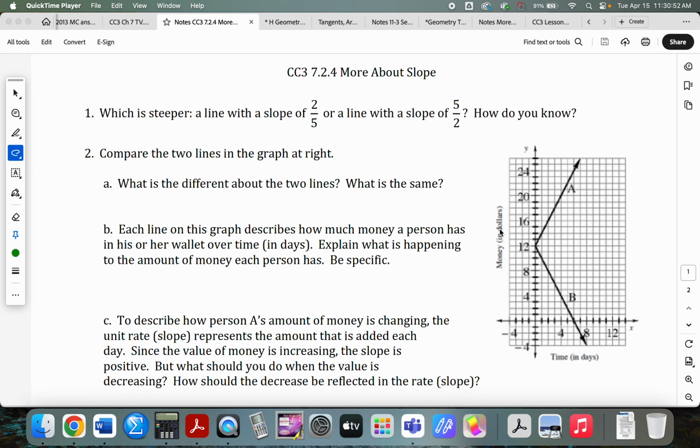So continuing to look at slope today, the first question is, which is steeper, a line with a slope of 2/5 or a line with a slope of 5/2? Which one is it? Anyone? 5/2. How do you know that? 5/2 is greater than 2/5. So that's steeper.